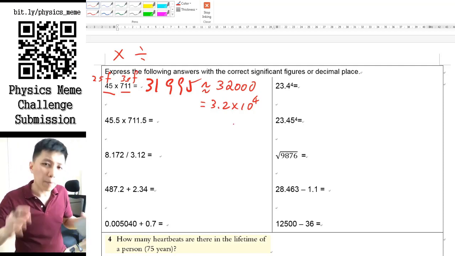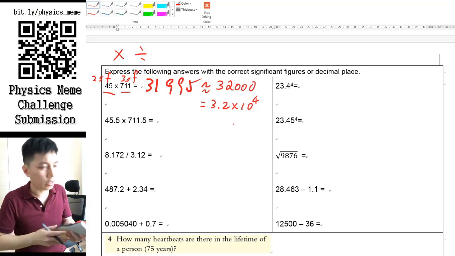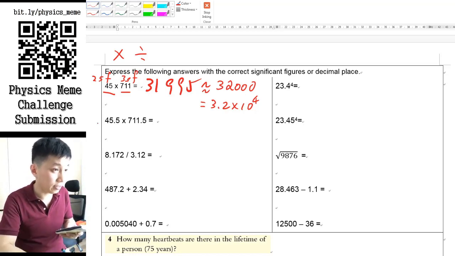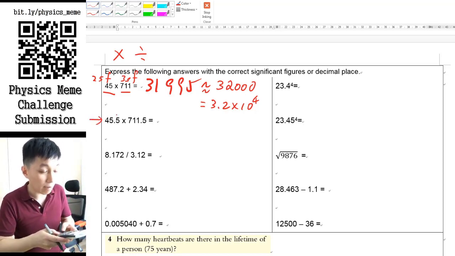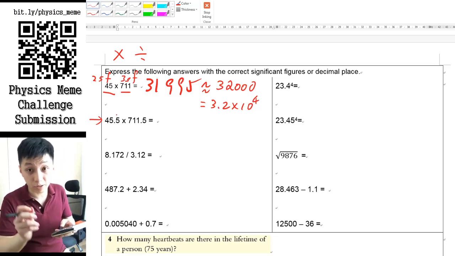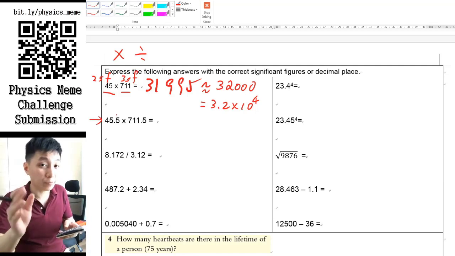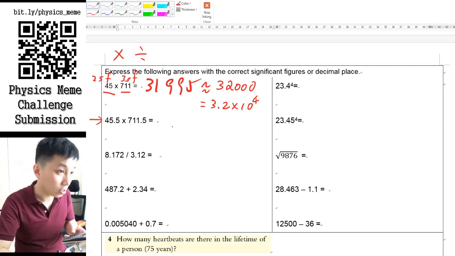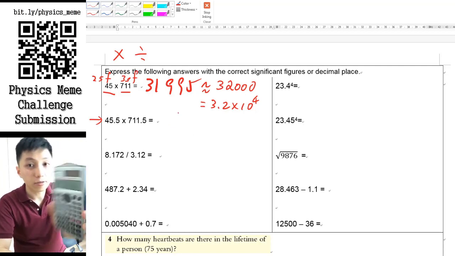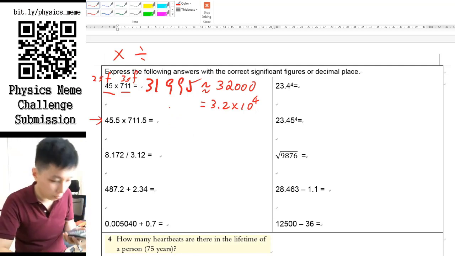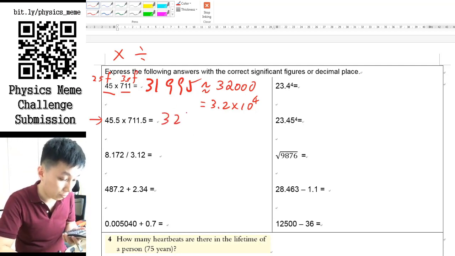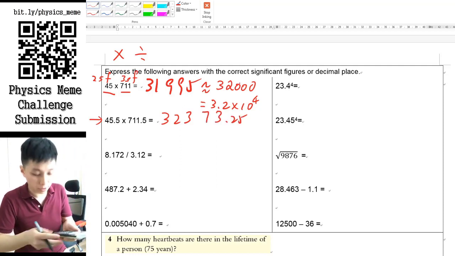Okay, so let's try to apply this idea to the next question. So next question is this one. You can see that I modified the question from the previous one just by a little bit. Each number has an increase of 0.5, and I'll explain to you why I make such a change. If you use your calculator, you should find a number like this, which is 32373.25. Okay, I just copied the whole number.